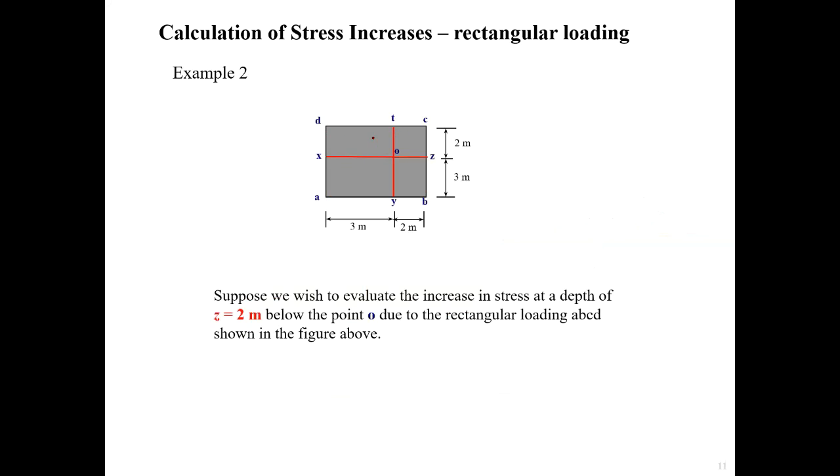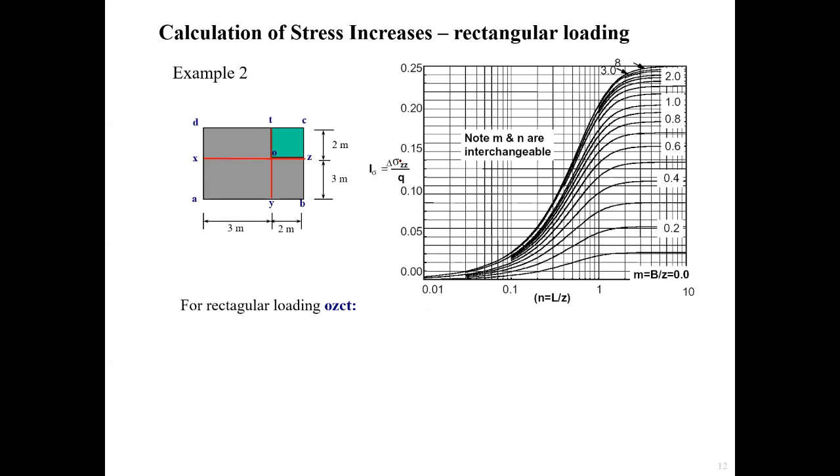Okay, so now this example is to calculate the stress increase at a depth of 2 meters, Z is provided, below point O due to the rectangular loading ABCD as shown in this figure. So obviously we need to break it into 4 rectangles, calculate the stress increase separately and then add them together. So now we just do it one by one.